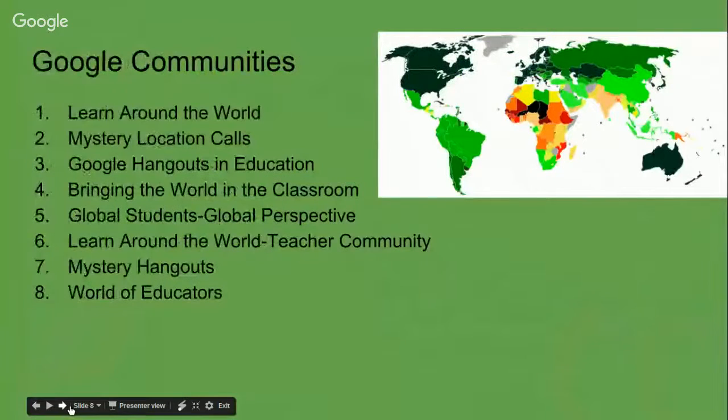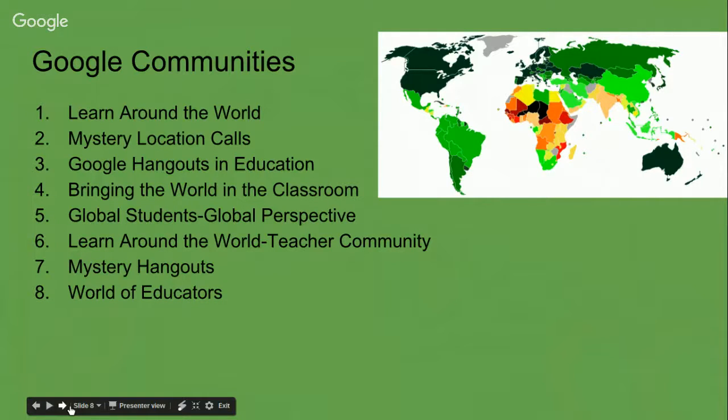These are the 8 different Google Communities that I used: Learn Around the World, Mystery Location Calls, Google Hangout and Education. I believe Bringing the World in the Classroom is where I met my friend Anna from Greece. And from there, I told her I had a unit on Rome coming up and asked if she knew anybody in Italy. She had a friend, Christiana, and so I was in contact with Christiana. She also gave me a contact, Elizabeth, in France. So right away, just by finding one person, I found 3 people.